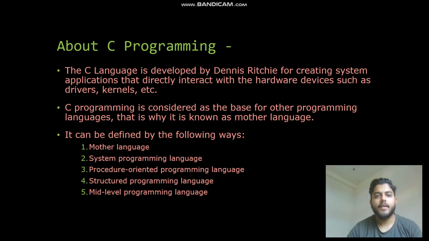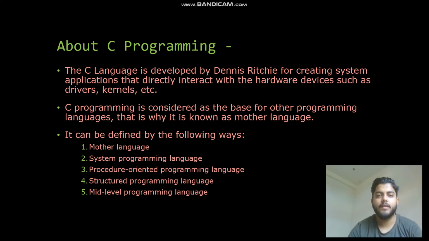The very first thing is about C programming. The language C was developed by Dennis Ritchie for creating system applications that directly interact with hardware devices such as drivers, kernel, etc. This is a piece of some lines of instructions which we will type, and it will be executed in a driver or kernel and gives the desired output according to our logic. This is the basic functionality of any programming.